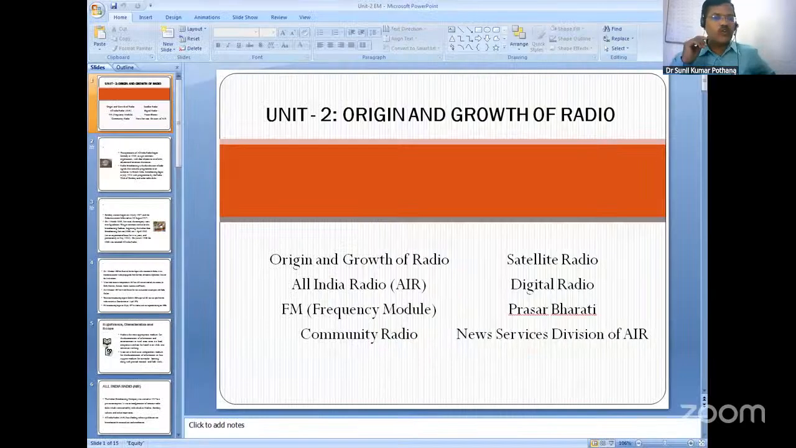Unit number 2, the origin and growth of radio. In this unit, we will discuss the origin and growth of radio, All India Radio, that is Akashvani, and frequency modulation, community radio, satellite radio, digital radio, Prasar Bharati, and the news services division of All India Radio.